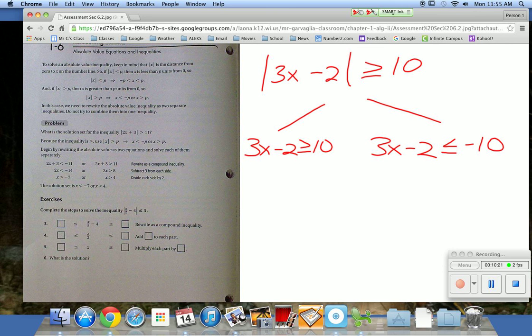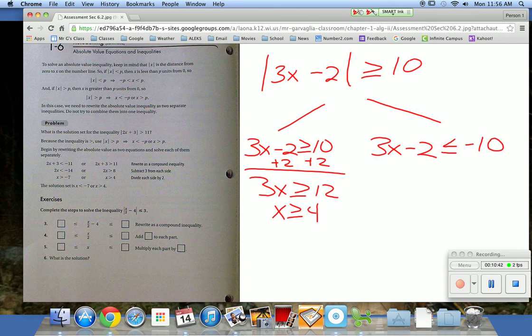So let's figure this out. First one, add 2 to both sides. 3x greater than or equal to 12. X is greater than or equal to 4. See how we got that?